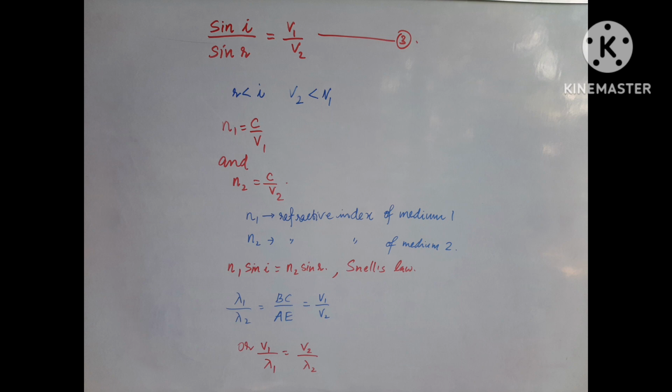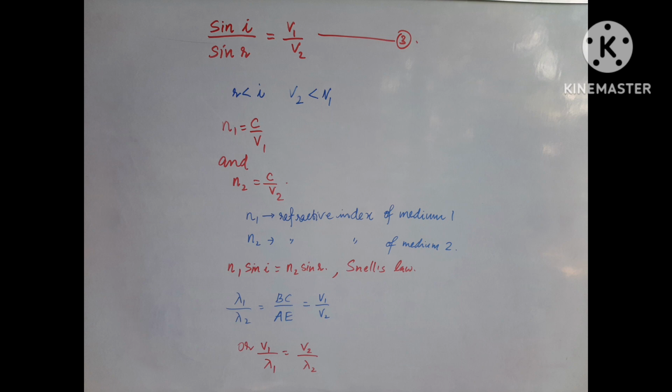When we divide equation number 1 by equation number 2, we get sin I by sin R is equal to v1 tau by AC into AC by v2 tau, so that we get v1 tau by v2 tau, because AC is common. Tau cancels, and then we get sin I by sin R is equal to v1 by v2. So from this relation, when R is less than I, the right hand side also follows the same rule: v2 is less than v1.